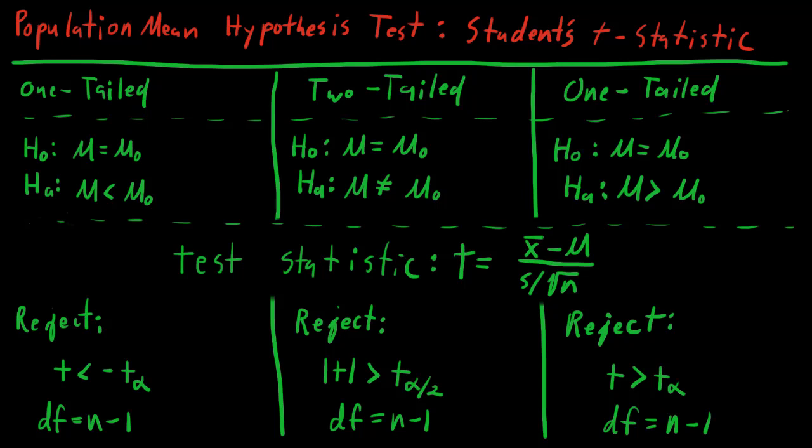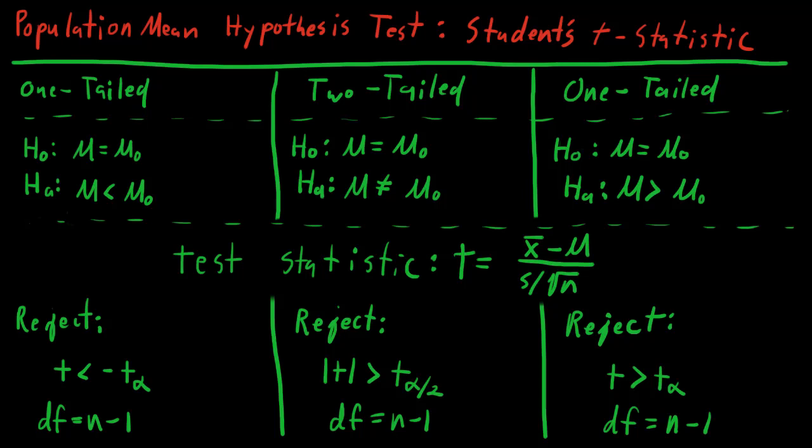So for our null hypothesis, we have the same null hypothesis that we had from before, and that's mu is equal to mu naught, and the same alternative hypothesis where mu is not equal to mu naught. And then we have the same test statistic for all three possibilities. We have the test statistic as t is equal to x bar minus mu divided by s over the square root of n.